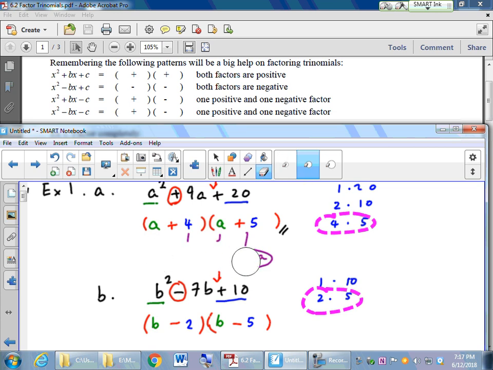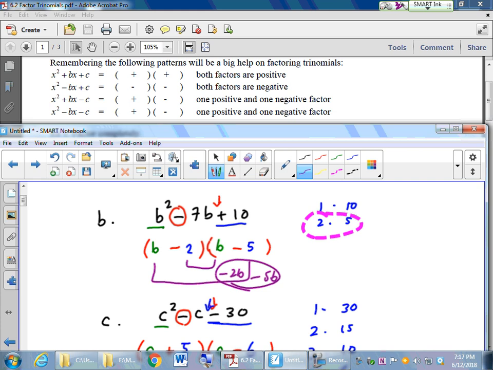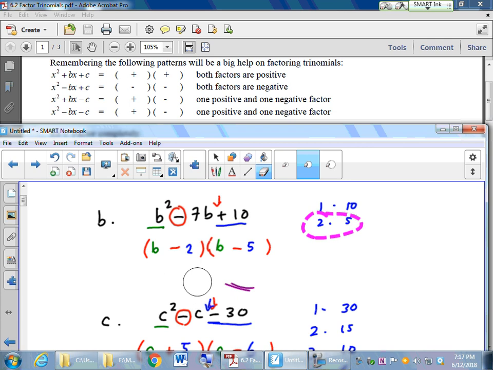And also take a look at the next one. And you check it. The outer will be what? Negative 5b. The inner will be negative 2b. When you combine these two together, that will be negative 7b. So that's good. So that's how you can check all your work, making sure that your signs are correct also.